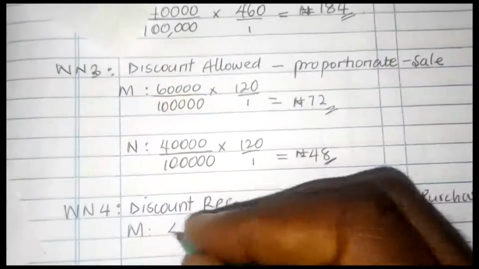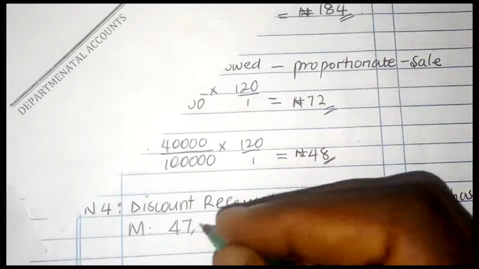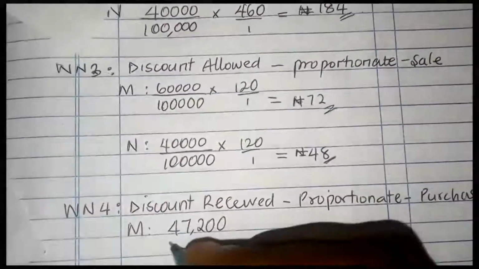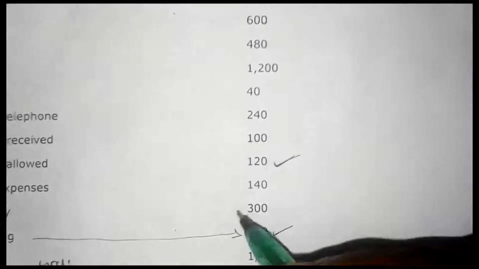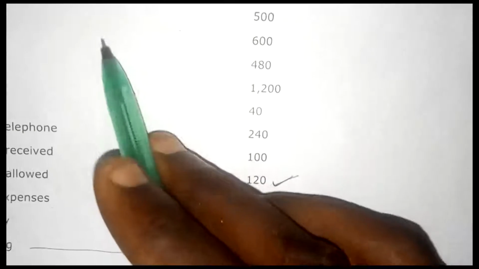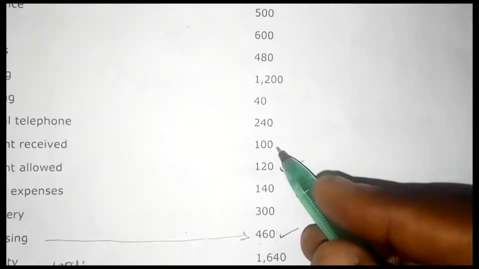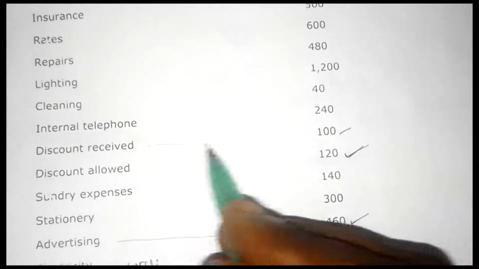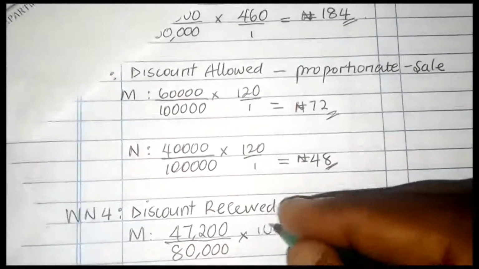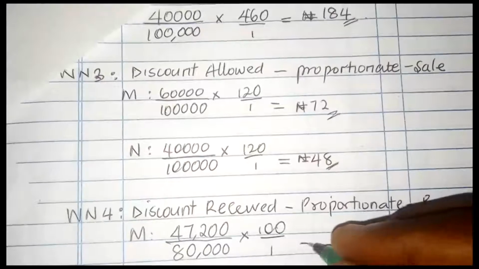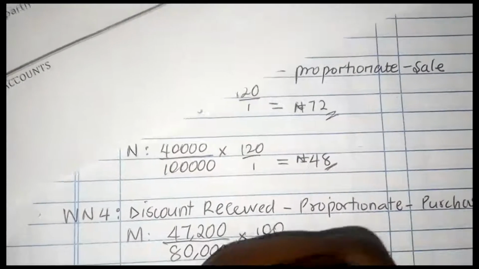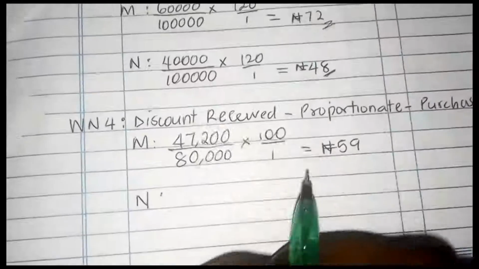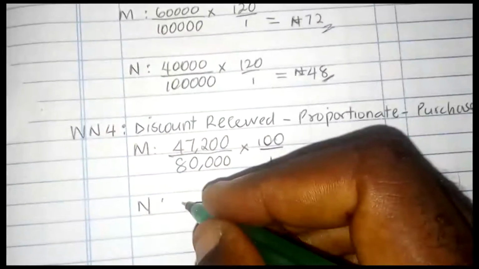So you pick 42,200 over 75,000 multiplied by the discount received. The discount received is 100 naira. So you have 100 naira over 1, and this will give us 59 naira. Then for N we have 32,800.